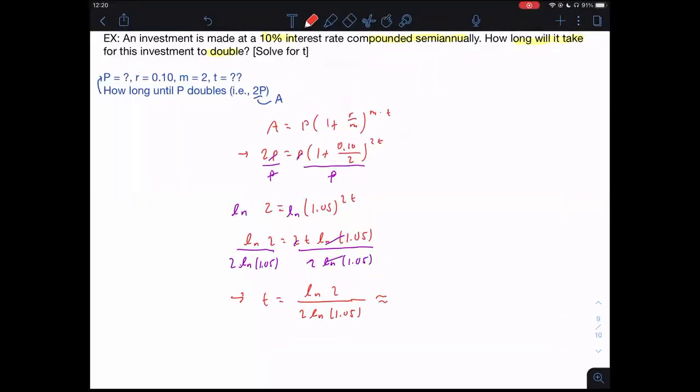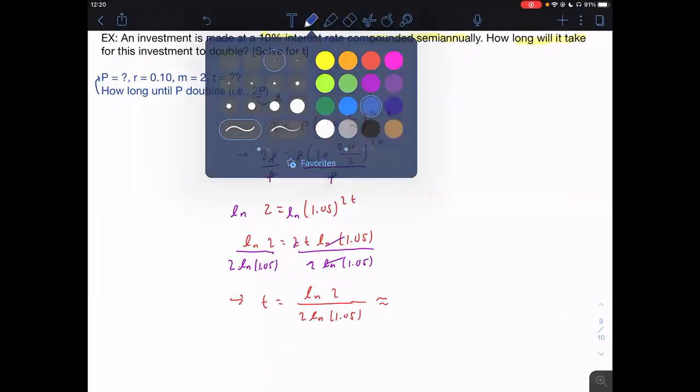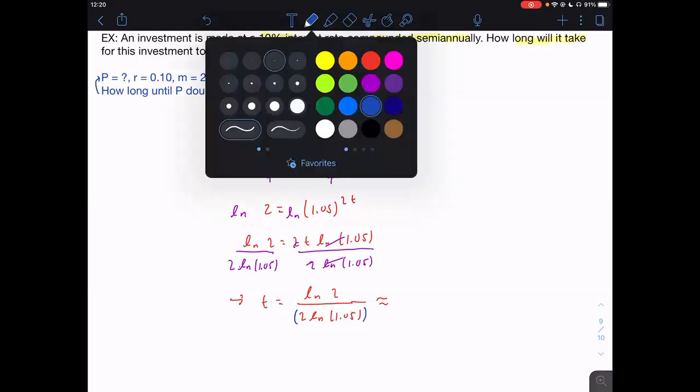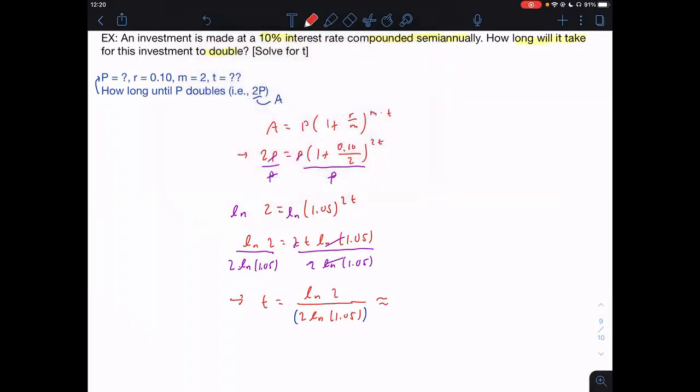Okay. When doing this in a calculator, for your denominator especially, utilize some parentheses. So that gives us approximately 7.1033 years for this investment of P to double its original amount. So about 7 1/10 of a year for this investment to double.